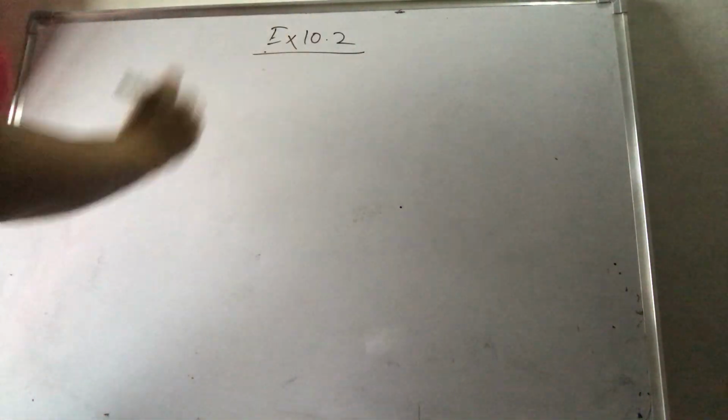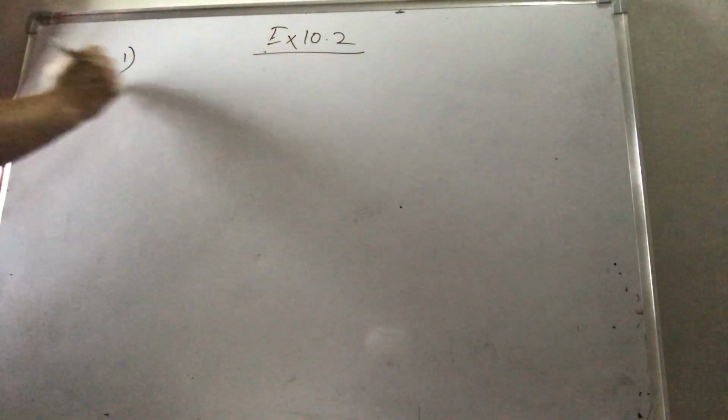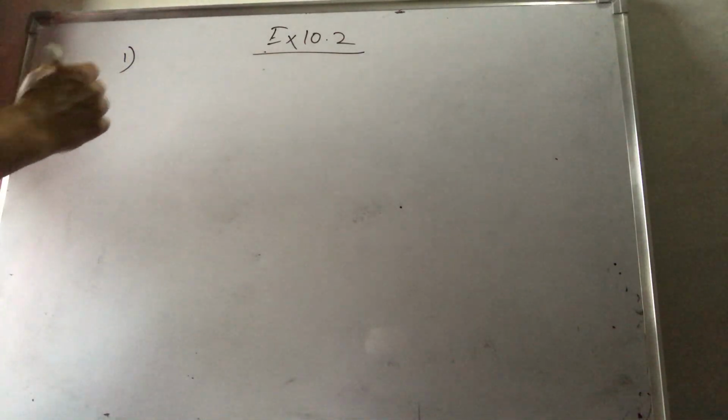Good morning everyone. Let's do the solutions of exercise 10.2 in this video. Exercise 10.2, chapter 10, properties of triangles. The first question is, which of the following measures can form a triangle?